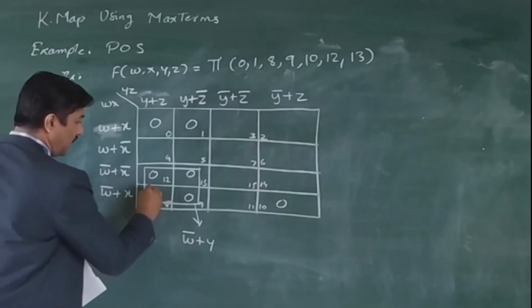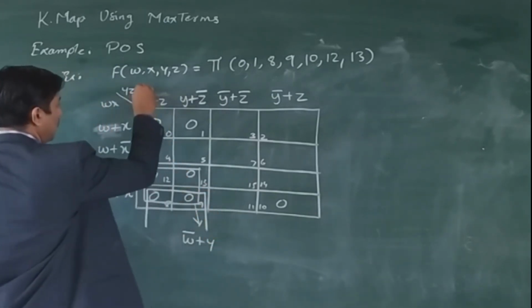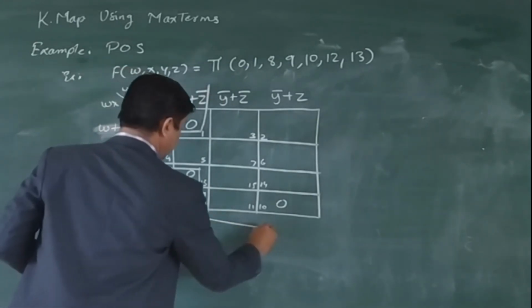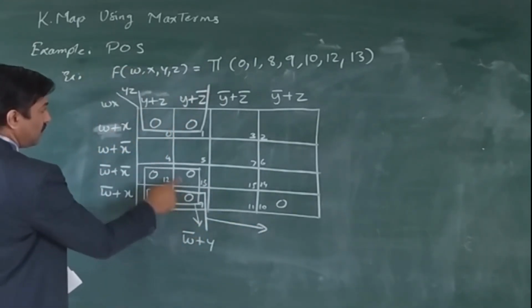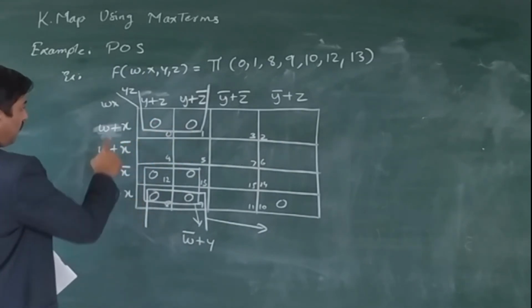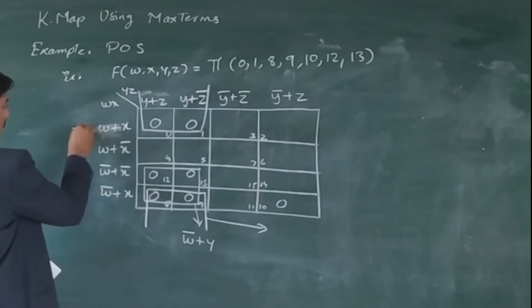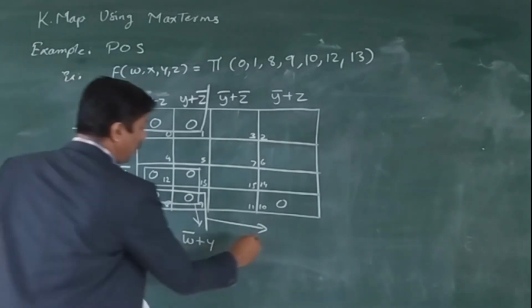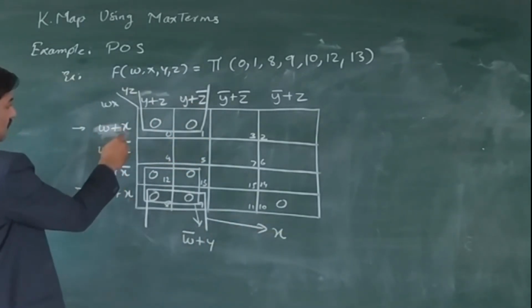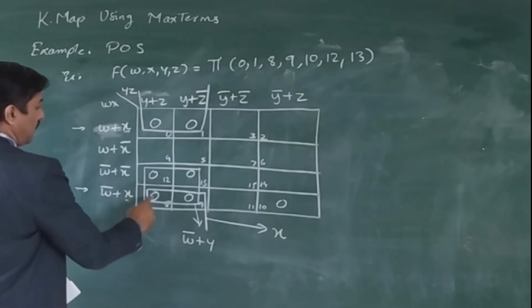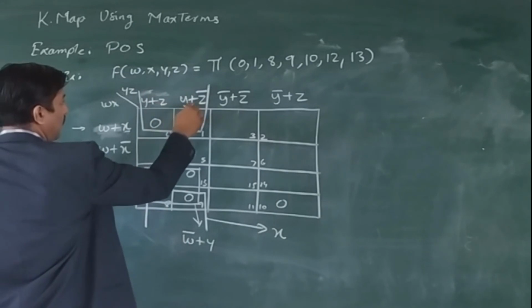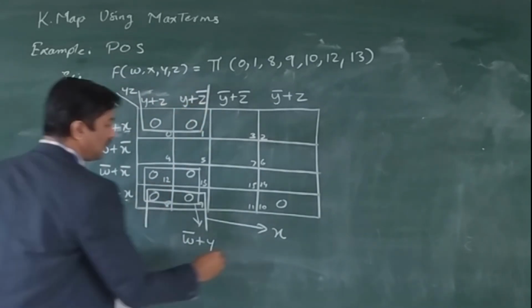Now you can see for these 2 terms there are adjacent terms present here. So what I do, I group this term with these 2 cells. Okay, so for this particular grouping of these 2 zeros and these 2 zeros, it is W plus X, this one and this one. So W plus X and W bar plus X. What comes out? The constant term is X. And for these 2 zeros and these 2 zeros, it is Y plus Z and Y plus Z bar. So what is the constant term? Plus Y.